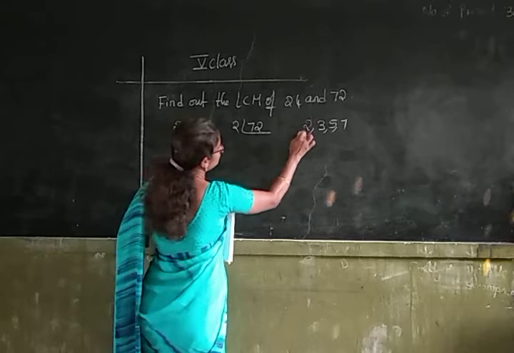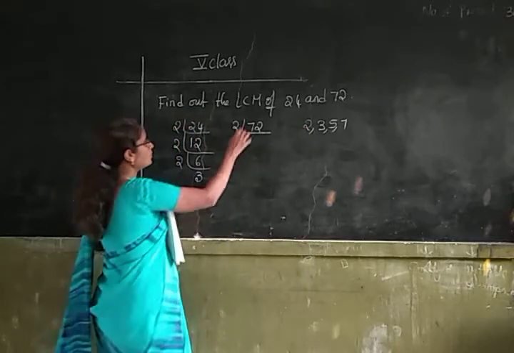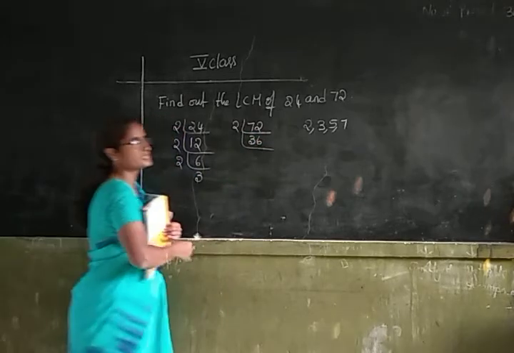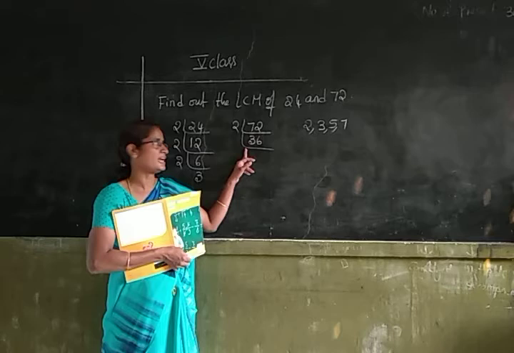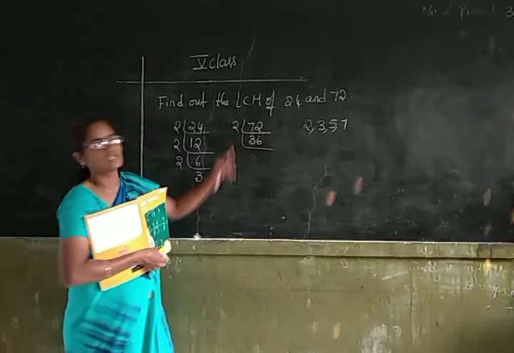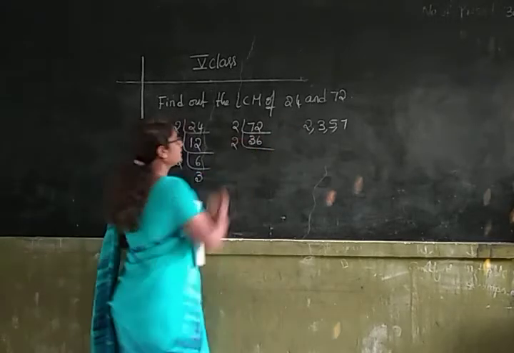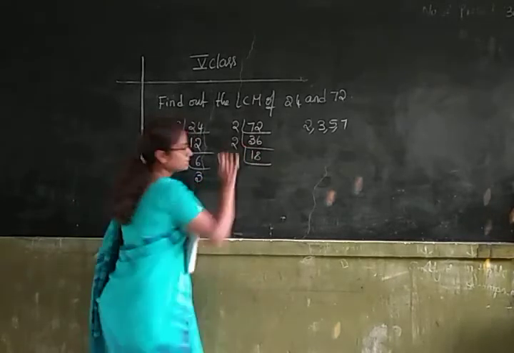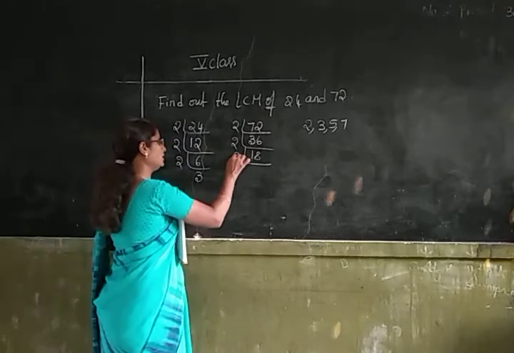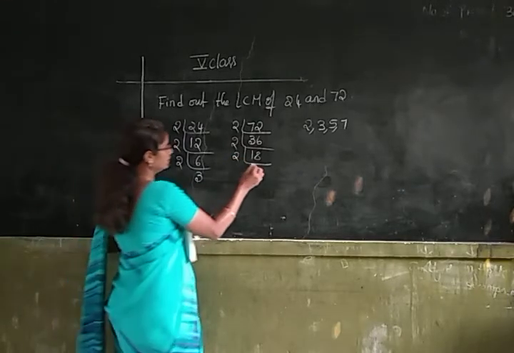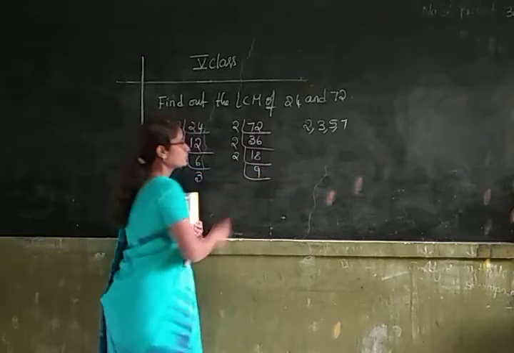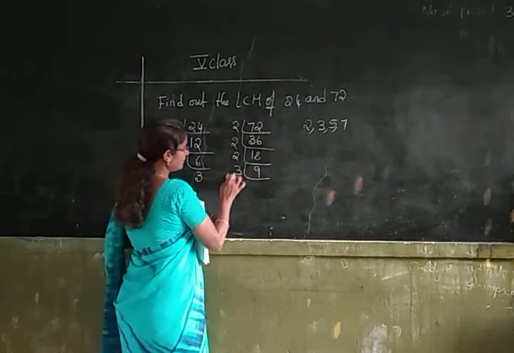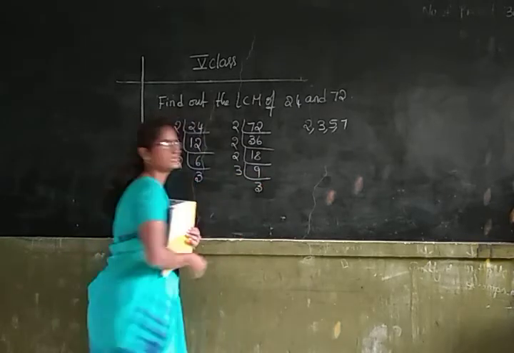72 is an even number, so it will be in the 2 table. 2 goes 36 times in 72. 36 is an even number, so it will be in the 2 table. 2 goes 18 times in 36. 18 is even, so it is in the 2 table. 2 goes 9 times in 18. 9 will be in the 3 table. 3 goes 3 times in 9.